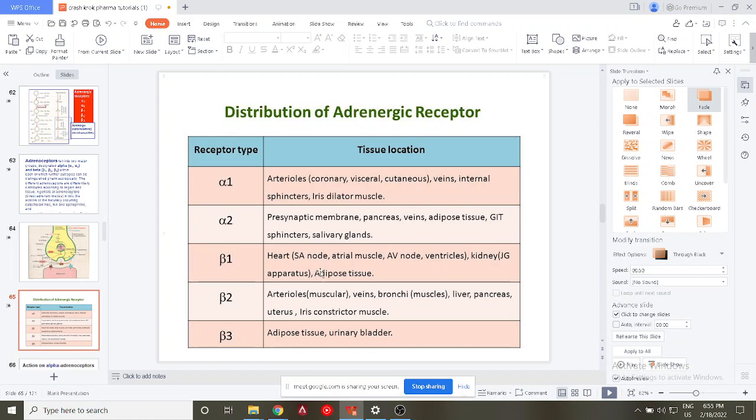While beta 2 is located in the arterioles, the veins, the bronchi. So take note of beta 2 location in the bronchi. It's important when it comes to the treatment of asthma. Beta 2 is located in the bronchi, the liver, the pancreas, and the uterus. While beta 3 is located in adipose tissue and the urinary bladder. Please take a picture of this and try to memorize it. It's very important. Okay, moving on.